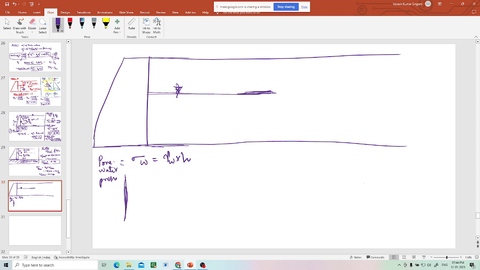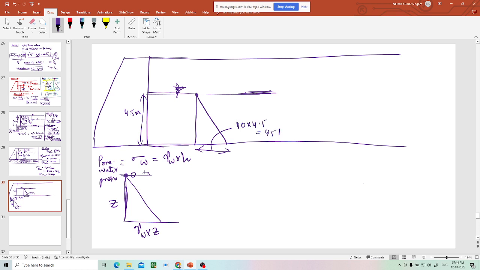Now pore water pressure, if it is 0 at the top, then at any depth Z it will be gamma W into Z. So this is 0 at the top. Now the pore water pressure here I will calculate. The water is starting from here, this is 4.5 meter. So what is the pore water pressure? It varies like this, where this is 10 multiplied by 4.5, that is 45 kPa of pore water pressure here.